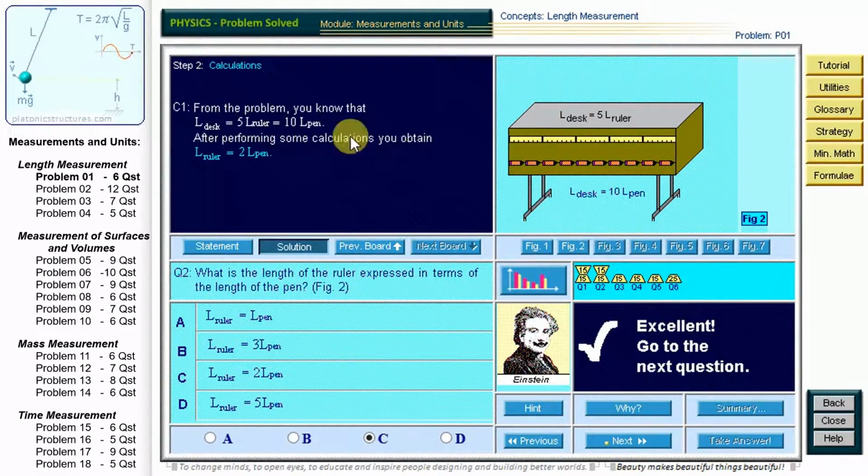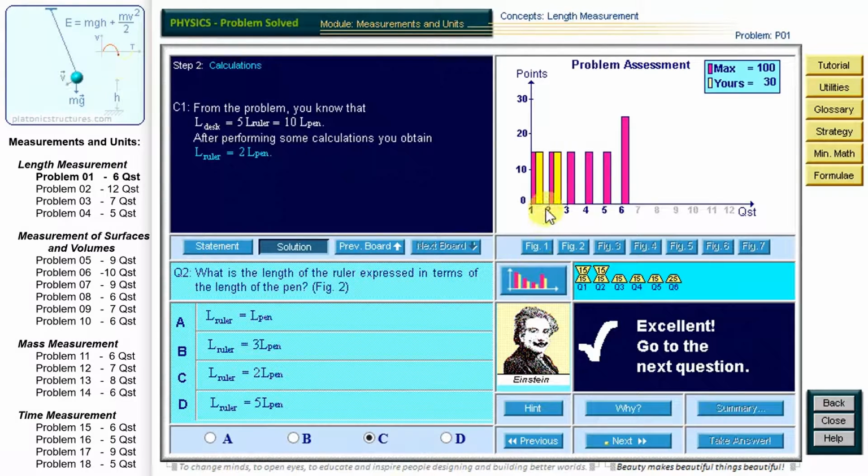Okay. We were right again. As we said, the desk is 5 times longer than the ruler, and 10 times longer than the pen. It follows that the length of the ruler is twice the length of the pen. Let us check our progress. We got 15 points out of 15 points for each of the first 2 questions. Good work.